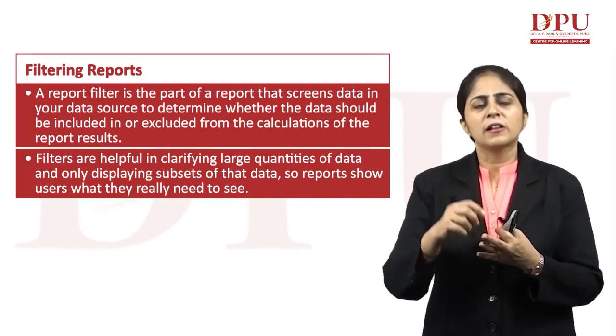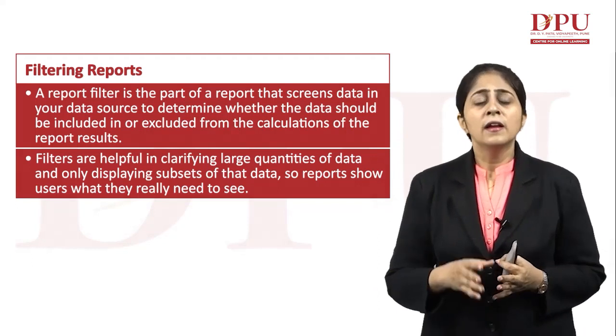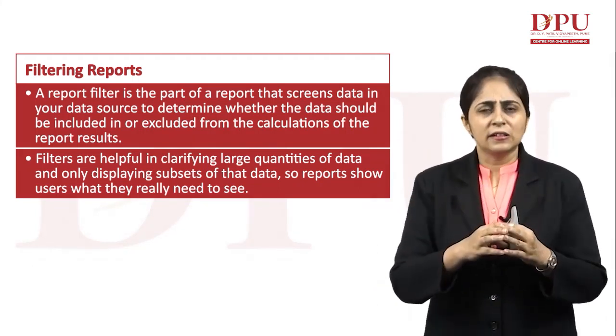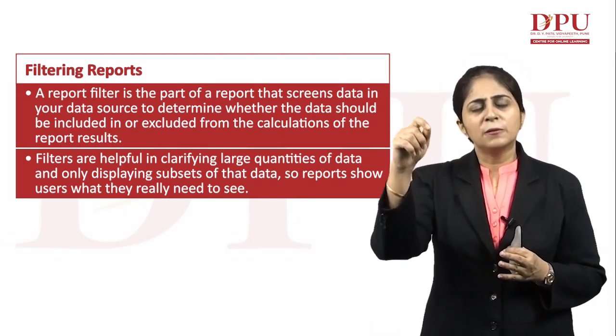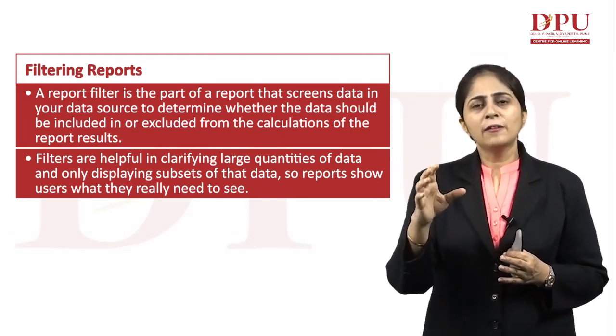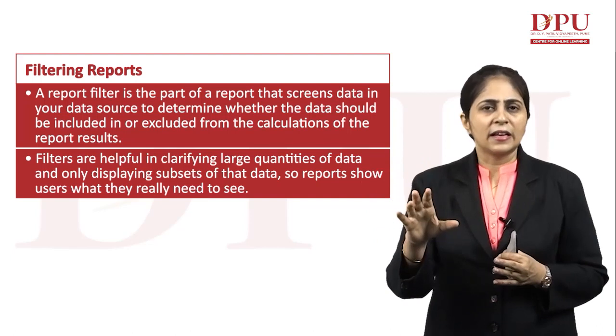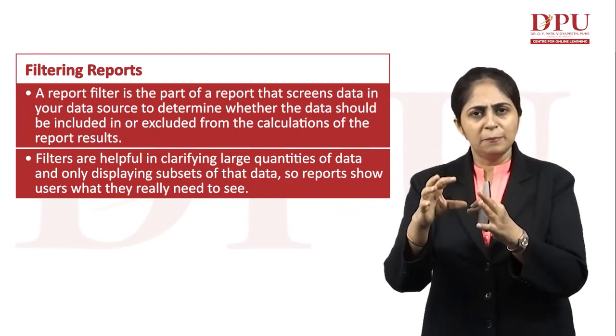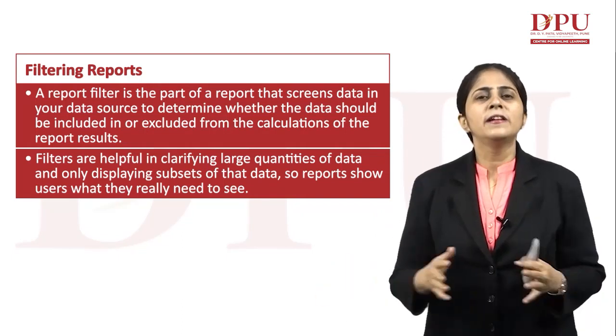We have marketing branch, we have IT branch and all those. We want to see something specific, so we can filter the data. We can simply put this filter option into the report and write down MBA marketing. So what will happen? All the students who have opted for MBA marketing, their list will appear.